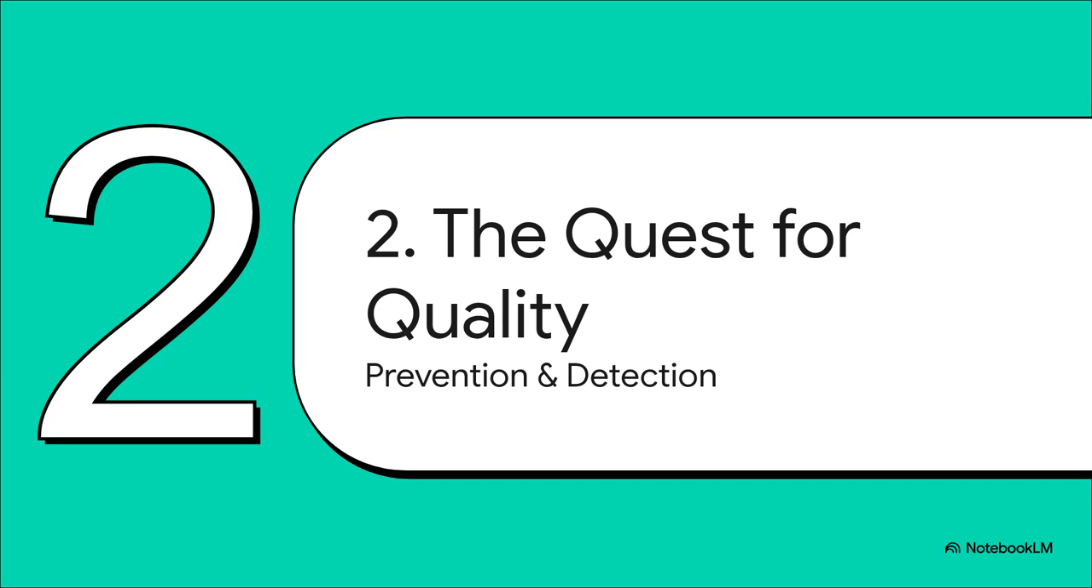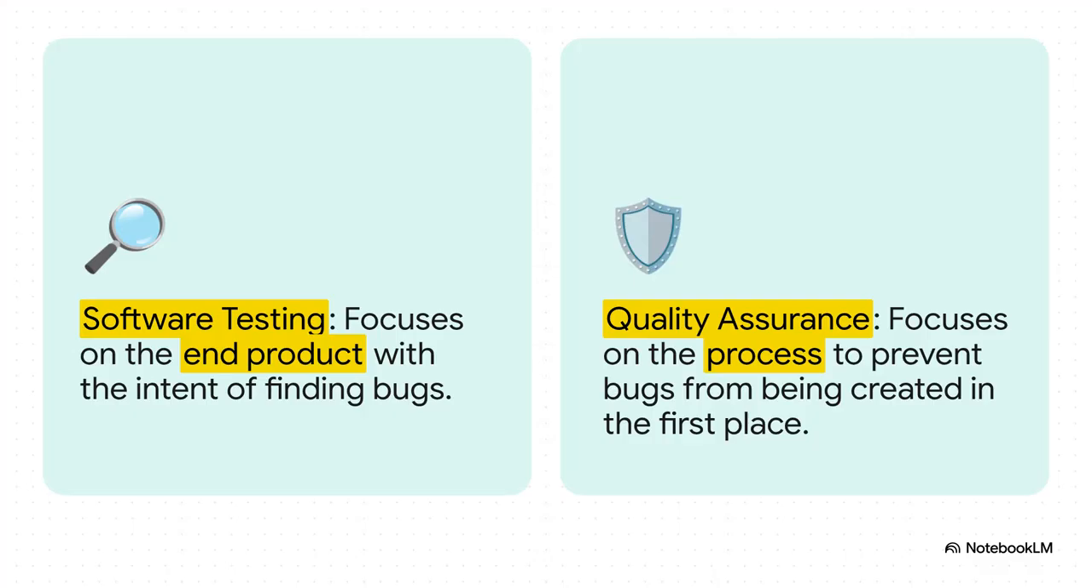With so many things that can go wrong, how on earth do we build software that actually works? Well, this is where the heroes of our story come in, the processes and disciplines that are all about preventing and finding these failures before they get to you. So people mix up the terms testing and quality assurance all the time, but they are totally different things.